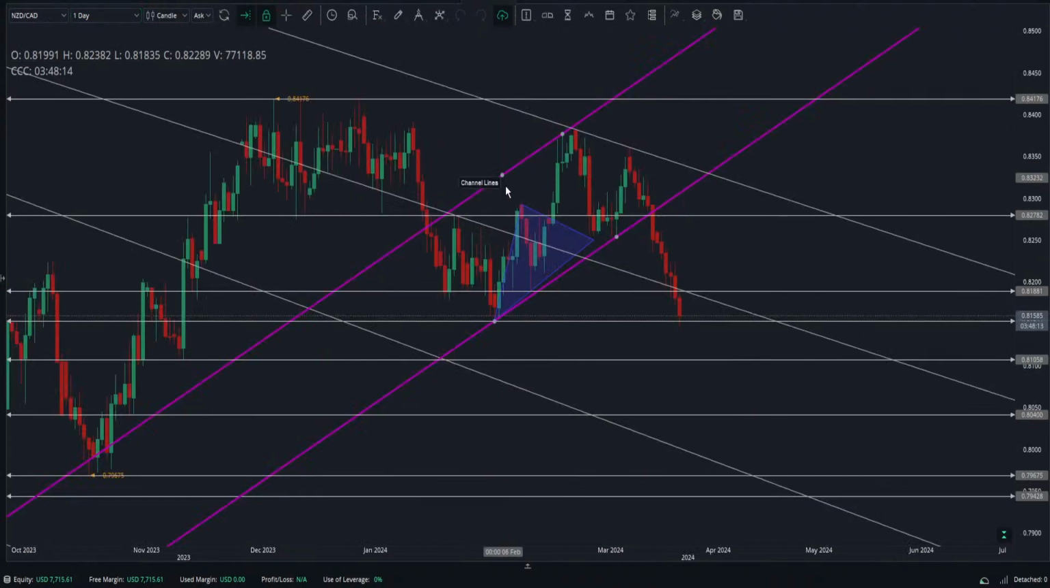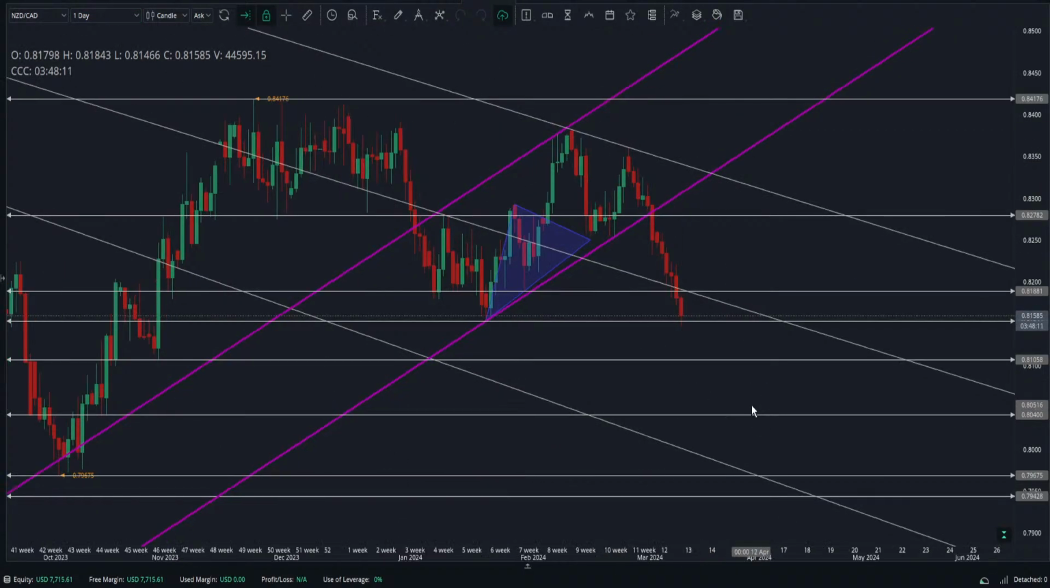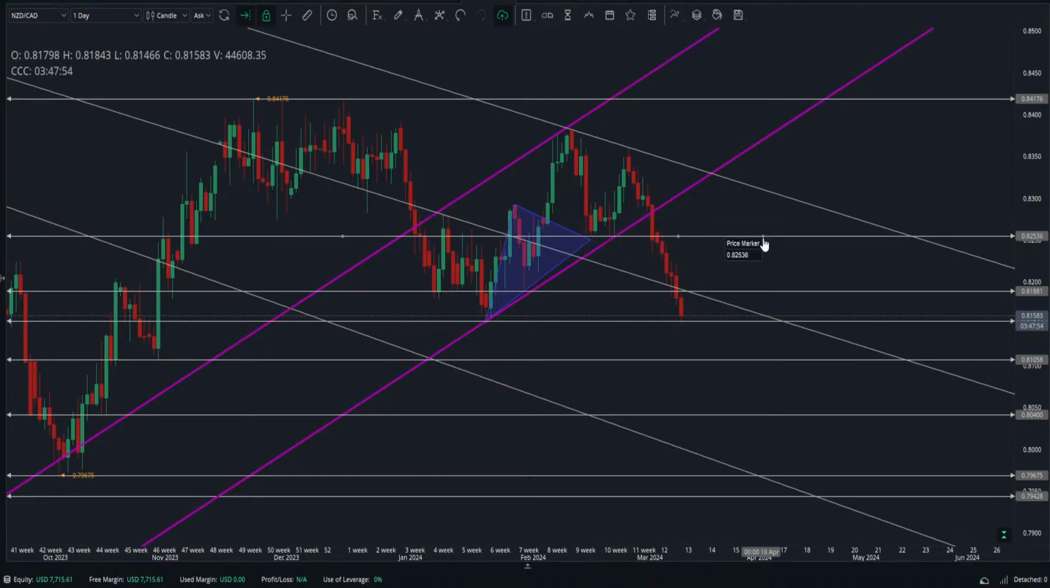Talking about the New Zealand CAD, the first target of 0.8152 is taken. The second target of 0.8105 is now exposed in this market. So now the resistance may be seen around 0.8188, and the next level of resistance is around 0.8278. In fact, this should come down now to 0.8253.